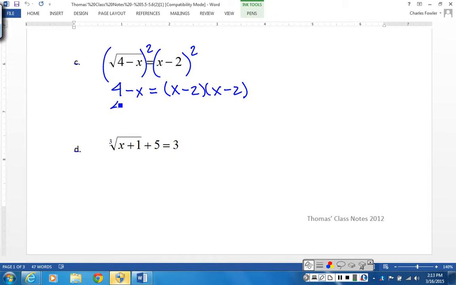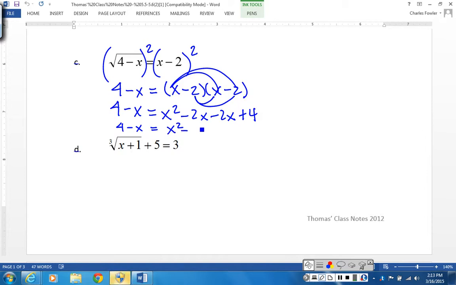Alright, so we have 4 minus x equals x times x is x squared. X times negative 2, negative 2x. Turn around, multiply negative 2 times everything over here. So that's negative 2x again, and negative 2 times negative 2 is positive 4. So what we have is 4 minus x equals x squared minus 4x plus 4.